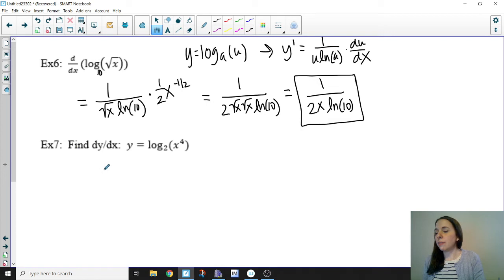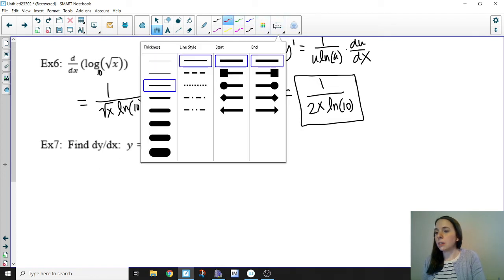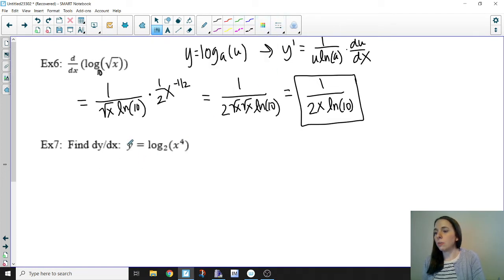Finally, example 7, find dy over dx for y equals log base 2 of x to the 4th. Okay, that would look like this. This time the u is x to the 4th, so it is 1 over x to the 4th times the ln of 2, because that's the base that I see right here, times the derivative of x to the 4th, which is 4x cubed.